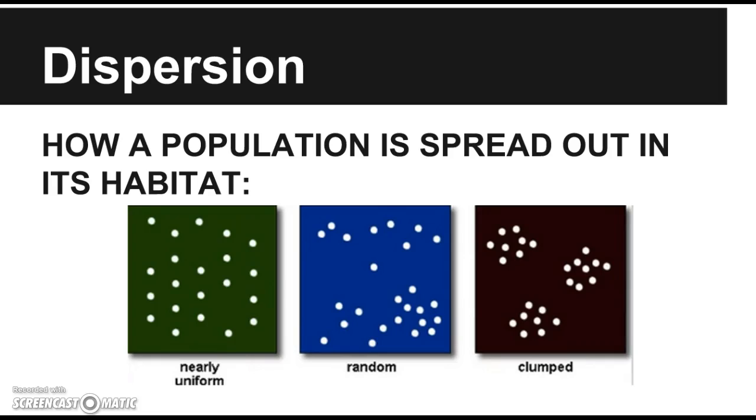Now, dispersion is actually how a population is spread out in its habitat, and there are three different types you can see here. There's a nearly uniform type of population, there's random, and then there's clumped.